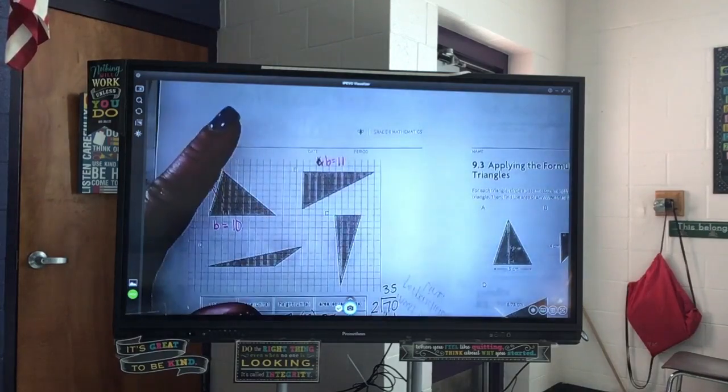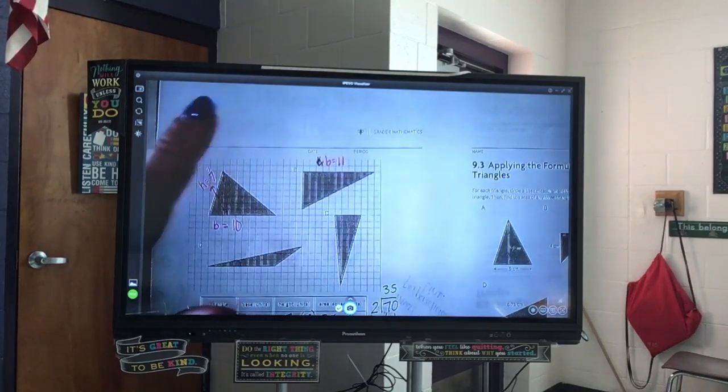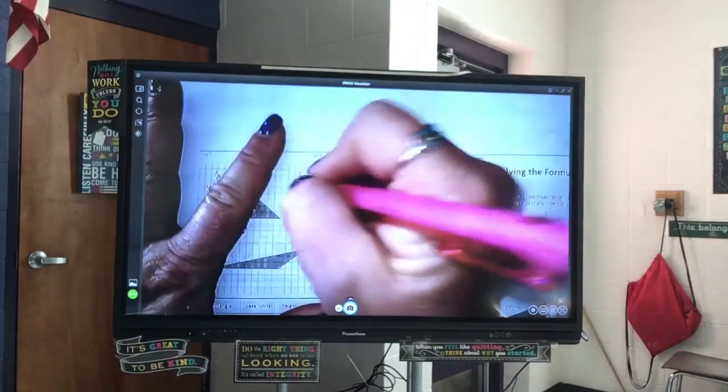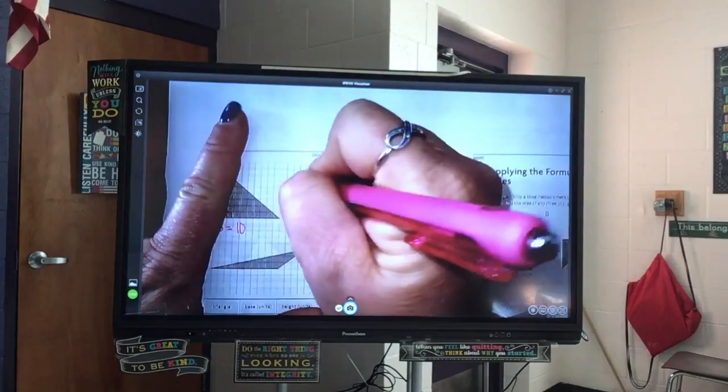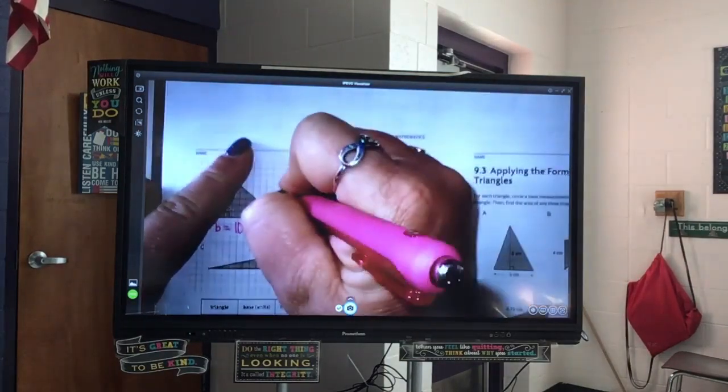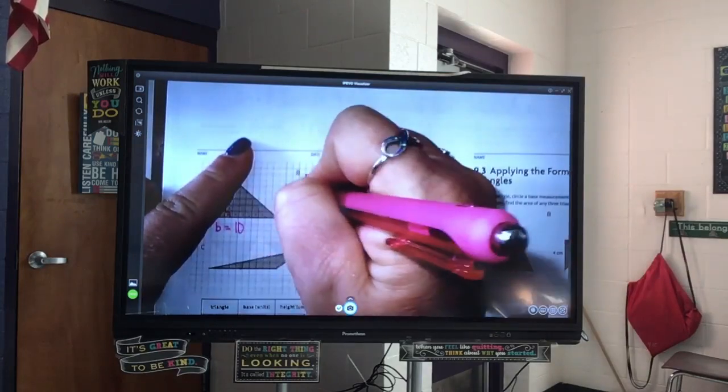Isabella. Which one is going to be the height though? Which one is it? Guys, stop talking please. The left side. So this is going to be our height, and we know that because it's forming that perpendicular line. So this is our height, and you said 6. 1, 2, 3, 4, 5, 6.